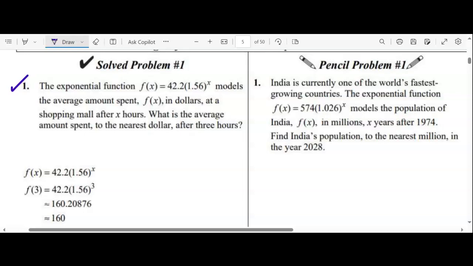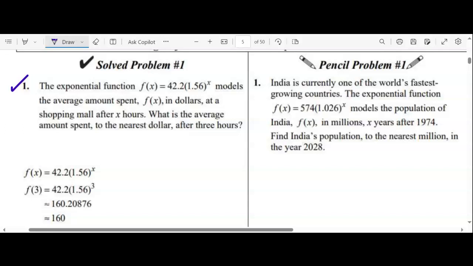Yalla, calculate. Okay? Then whatever the answer, you multiply times what? 42. And you get what? 160.20. Approximately how much? 160. So you're going to spend 160 dollars after 3 hours in the mall. Yes, it said 3 hours. Okay? Do this one.